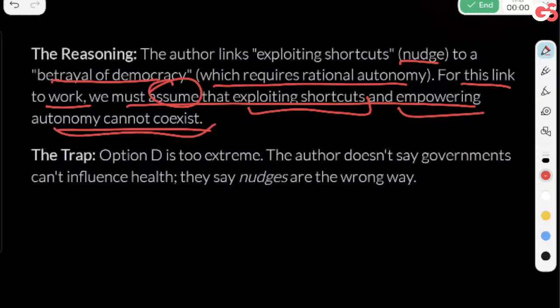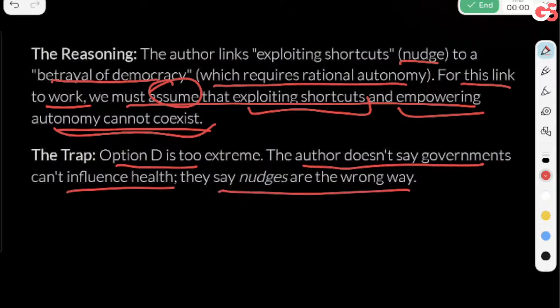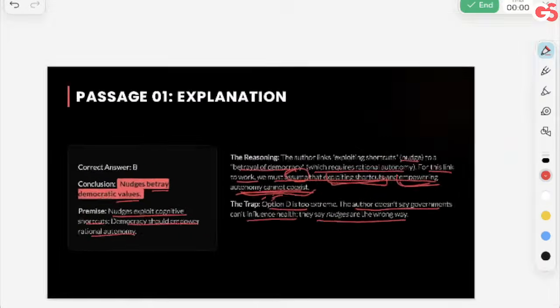However, the options were pretty easy, and that is why all of you got it correct, right? But did you understand the assumption? The trap was option D is too extreme. The author does not say governments can't influence health. They say the others are the wrong way. So tell me, whoever got the answers, that was pretty easy, but did you understand the assumptions on your own? That assumption is: exploiting shortcuts and empowering autonomy cannot coexist. Cool. That's the assumption. Now, coming to the next one.